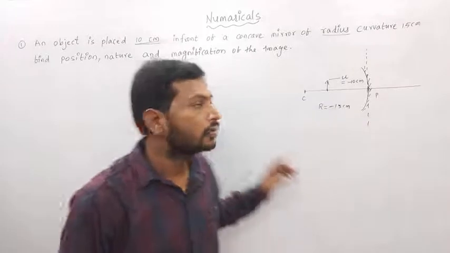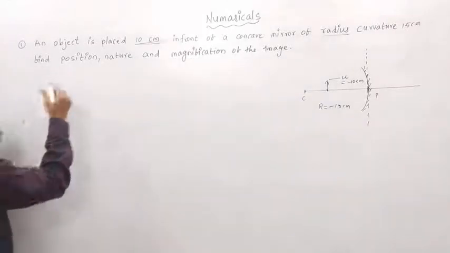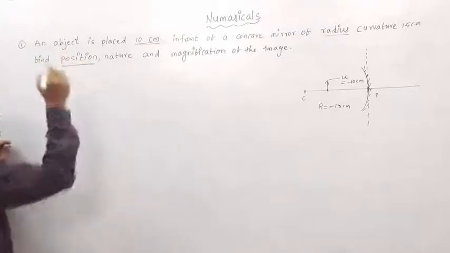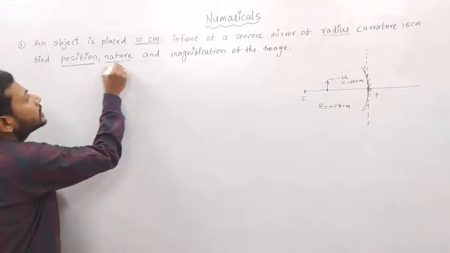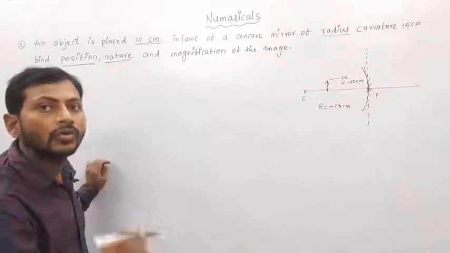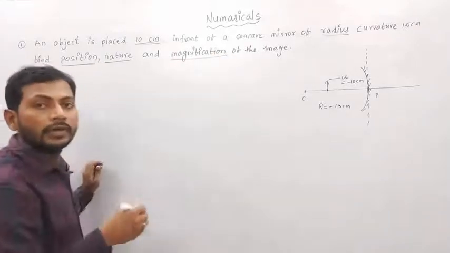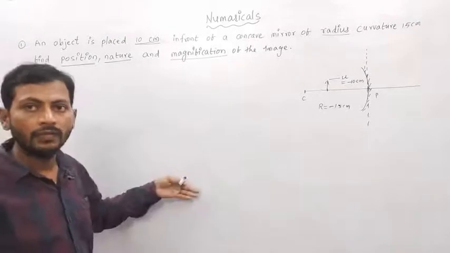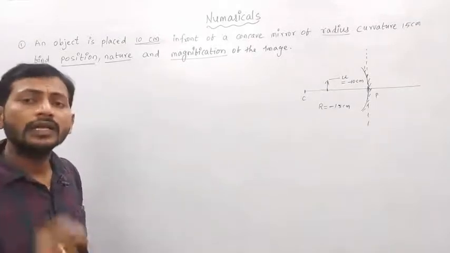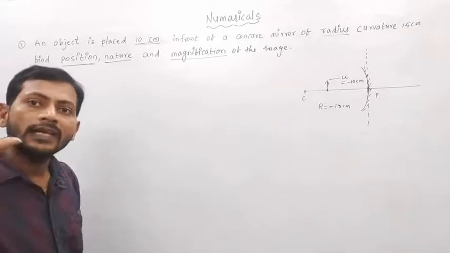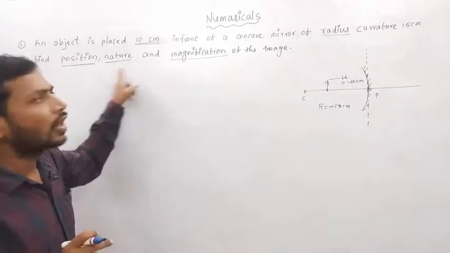What is meant by position? You have to understand this thing. Position means where the image is going to be formed, children. Nature means whether it is real or virtual, you have to tell. Magnification we have to discuss a little bit more. Magnification, as we discussed, is the size of the image compared with the object. These three things we have to tell.